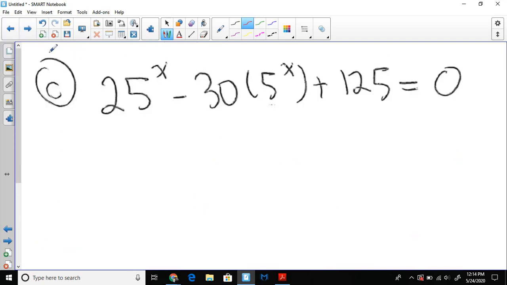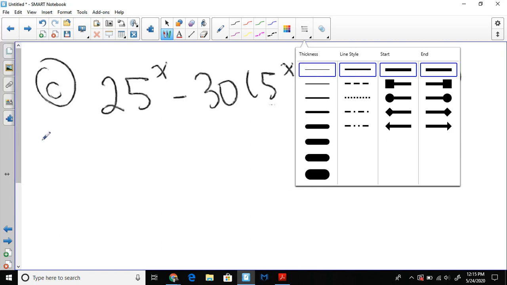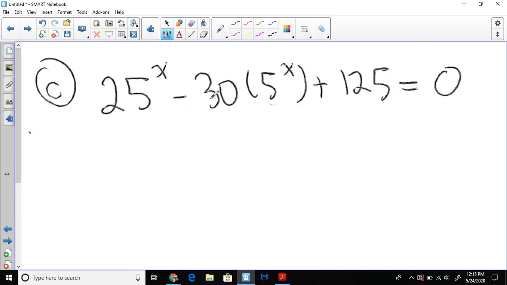So let's try another one. Let's see, how do we deal with this one? Well, similar. So I have 25 to the power of x minus 35 to the x plus 125 equals 0. So again, I have 25 as a base, I have 5, and then I got this 125 here. All right. So what I can do is I can change the first term to this, right?